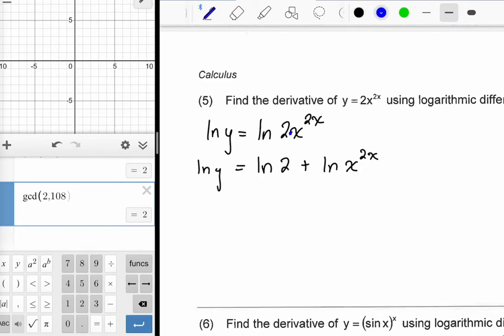Then we can hop over the log with the 2x, but just the appropriate log, the corresponding log. But if you make that adjustment, it actually makes things a little bit easier, because when you go to take the derivative, that ln of 2 is constant, so that's going to go away anyway. So we're looking at ln of y is equal to ln of 2 plus 2x ln of x.